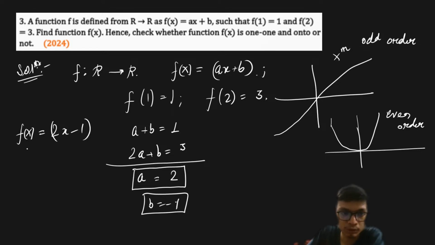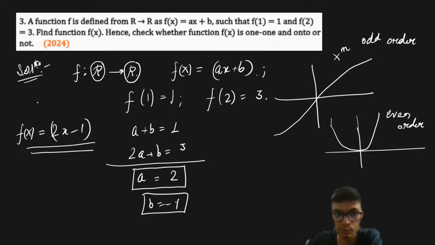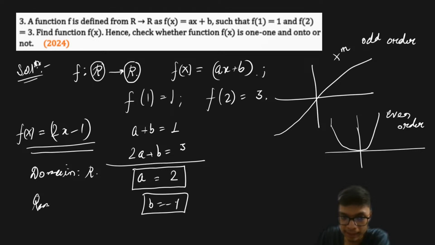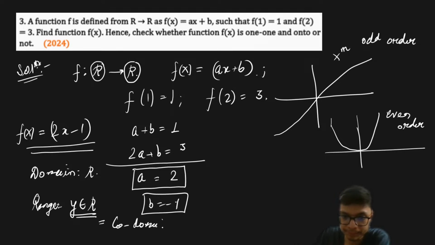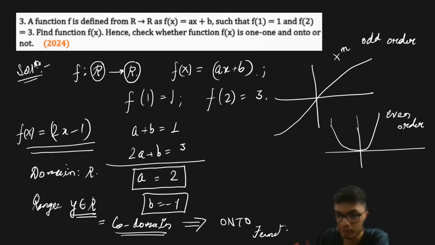But if you look at the given function over here, it is a linear function, and a linear function is always one-one. Given that the domain is all R and the codomain is also R, let me write it here. The domain is all R, so the range of y will also be all real numbers, that is minus infinity to plus infinity. So the range is equal to the codomain, and whenever the range equals the codomain, that kind of function is an onto function. Therefore this is both one-one and onto.